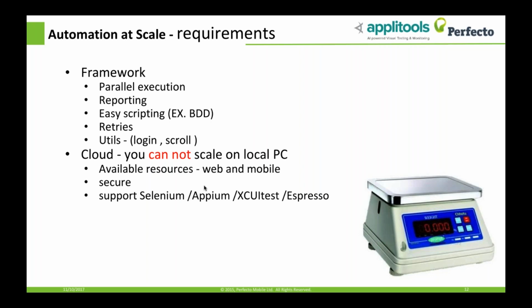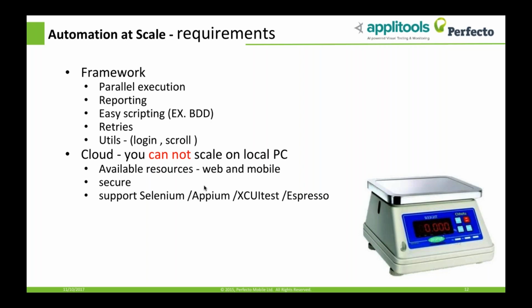Another important thing is the retry. Let's say something happened, you want to have a retry, or utils, I want to scroll down, so I don't want to do it. But this is very common usage. I can show some example about that, but I want to focus on the three important things, which are the parallel execution, reporting, and the easy scripting.